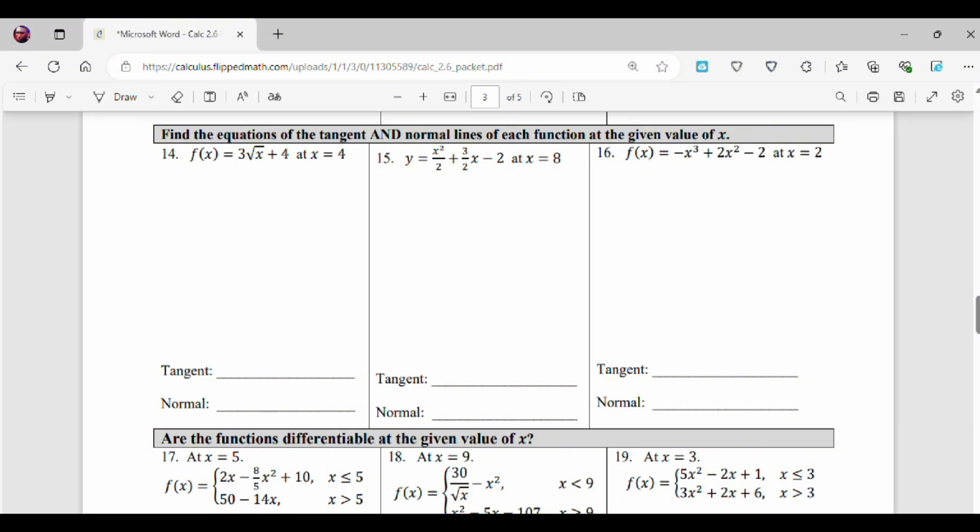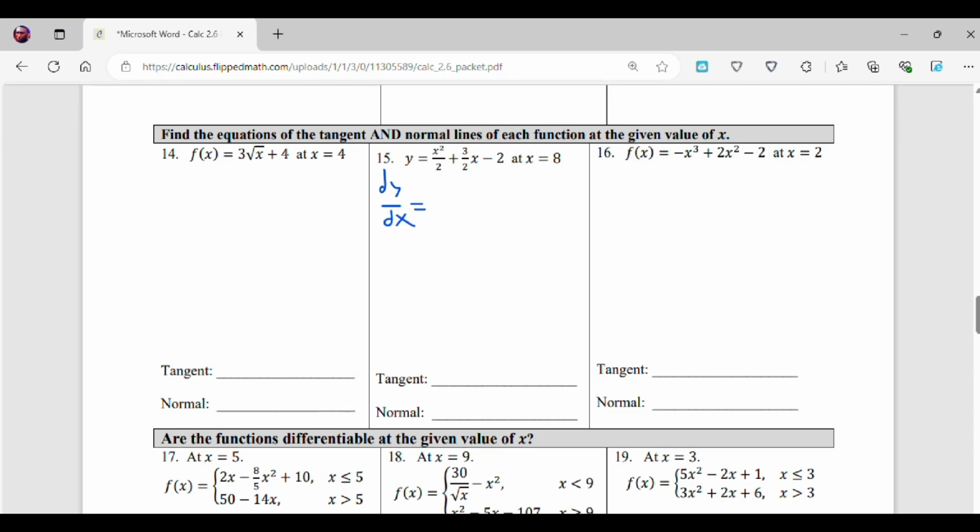All right. Next question. Y equals x squared over 2 plus 3 over 2x minus 2 at x equals 8. All right, so let's find the derivative. So we're going to do dy dx. And then power rule, right? So the 2 goes in the front, which cancels out with the 2 on the bottom. So we get x, and then remember a constant rule. A constant times x is just a constant, and then a constant is 0. So minus 2 becomes 0.